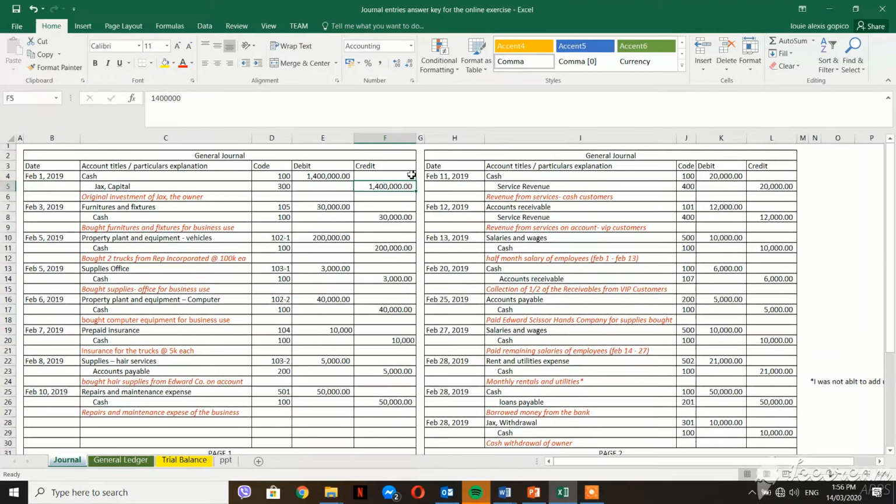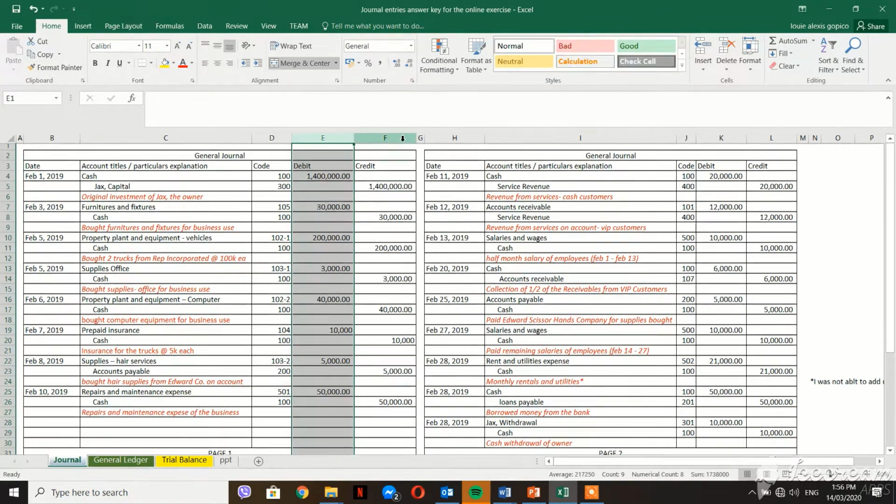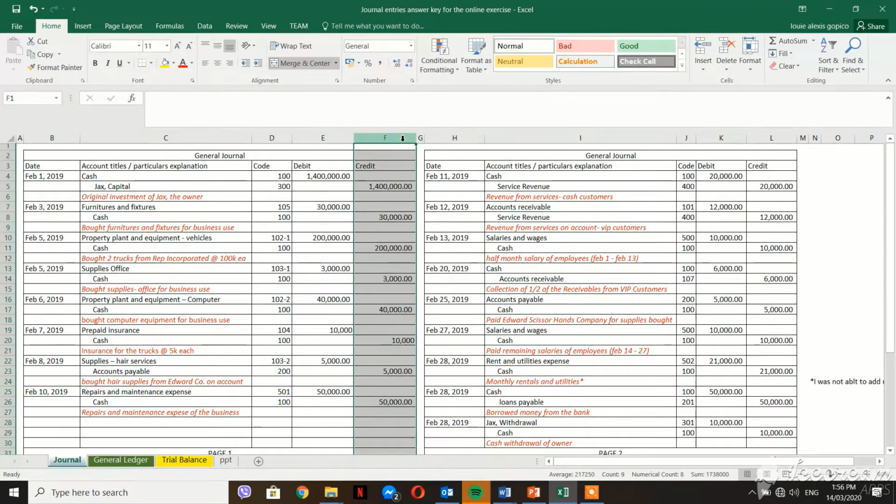So this is the concept of double entry bookkeeping. For every debit transaction, there should be a credit transaction. So for every value received, there should also be a value parted with.